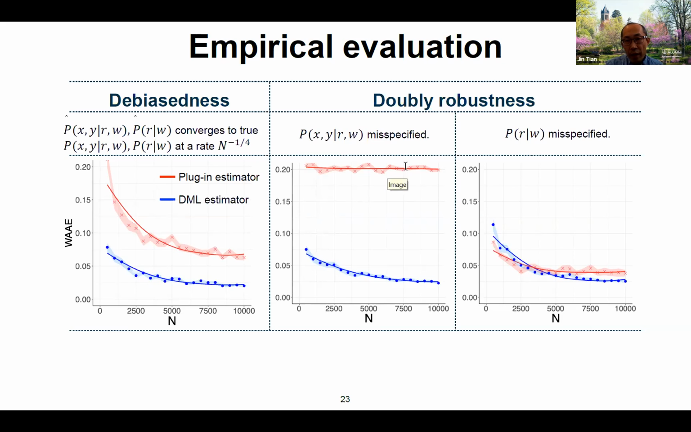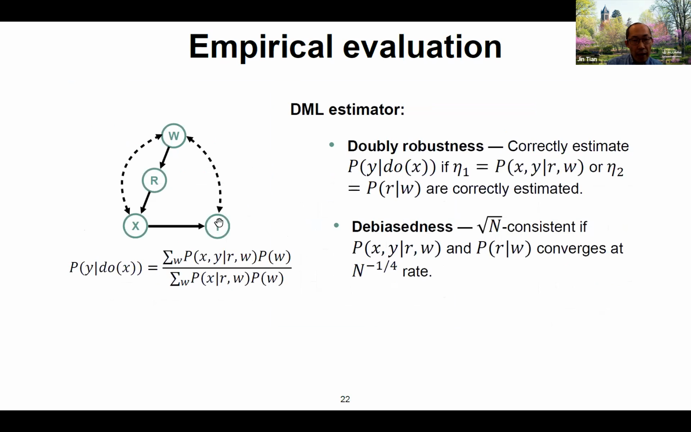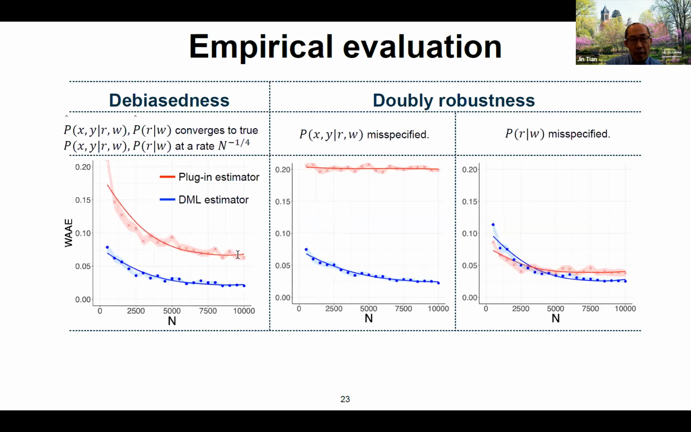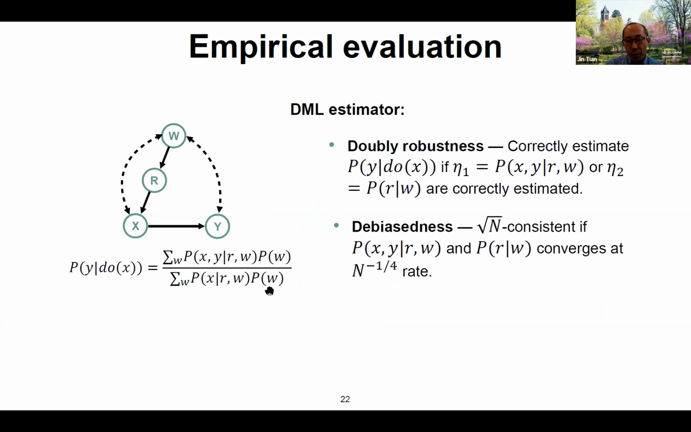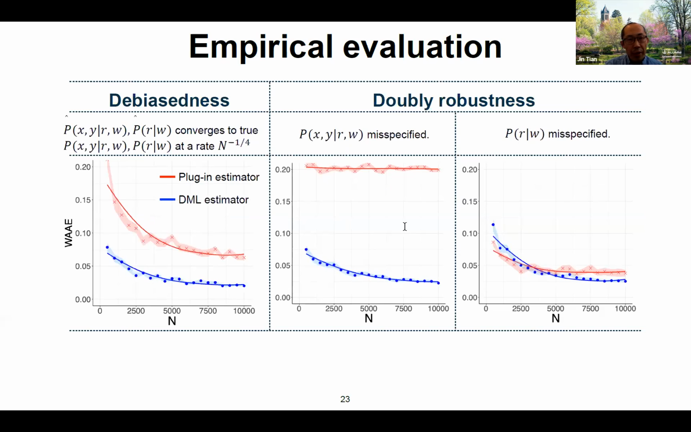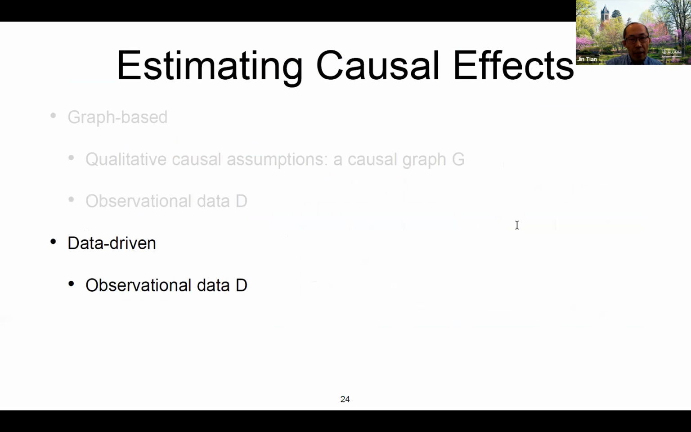We also simulated the double robustness property. First, we simulated misspecifying these nuisances. Here we show the plugin estimator does not work well, because the plugin estimator actually uses this nuisance. But our estimator still works well. Now we also simulated what if the other one, the probability of R given W, is misspecified. In this case, our estimator is comparable with the plugin, because the plugin is not using this nuisance. So that's the simulation result.